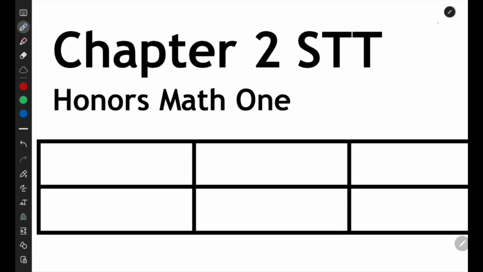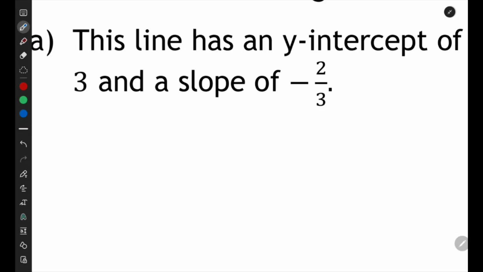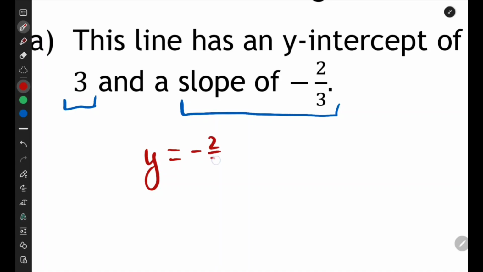We were given 4 situations and asked to come up with the equation of the line that would match the information we were given. For part A, we were told that this line has a y-intercept of 3 and a slope of negative 2/3. Well, we know the rate of change, right? And we know our beginning point, our y-intercept, so we can write that pretty straightforwardly, right? It is y is equal to our slope, negative 2/3, times x, plus 3. And that's pretty much all we have.